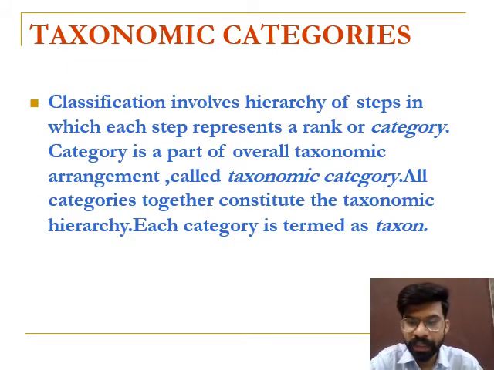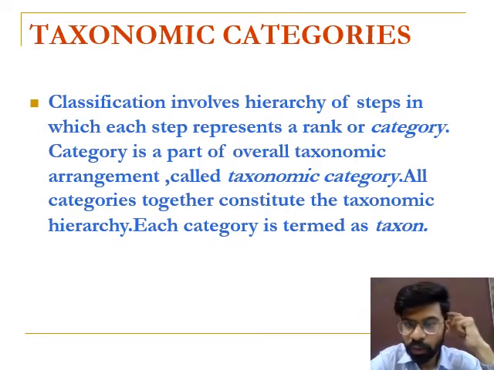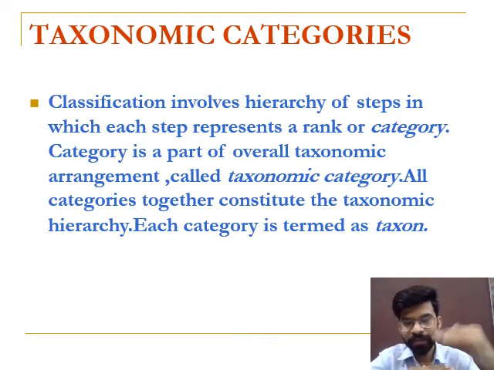Now, taxonomic categories. During classification, a ladder-like system is generated. Classification involves a hierarchy of steps in which each step represents a rank or a category. A category is part of the overall taxonomic arrangement. Means during taxonomic classification various steps are formed: species, genus.